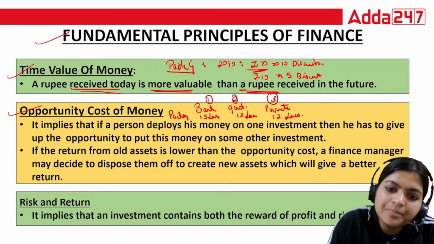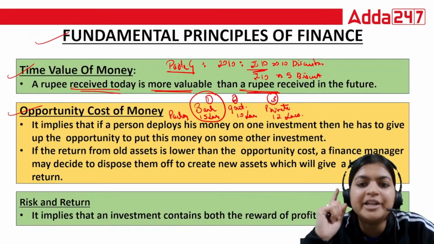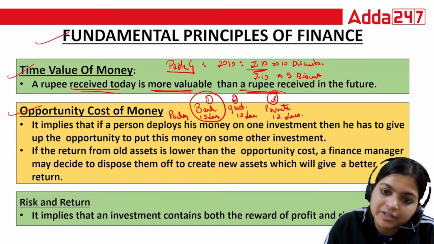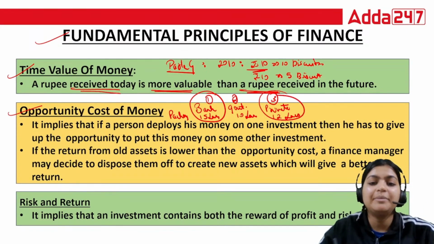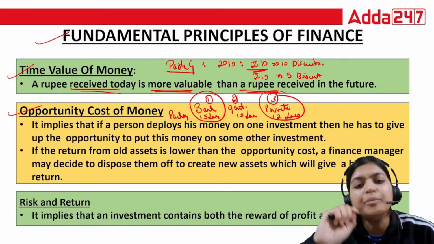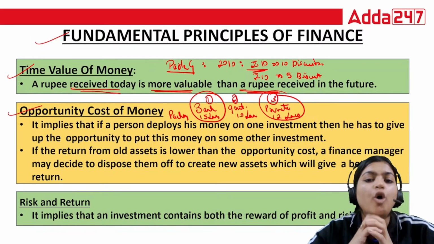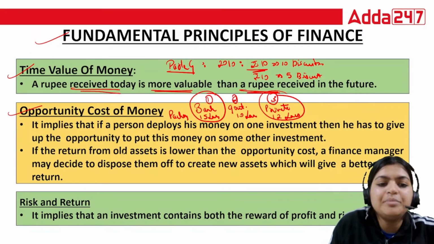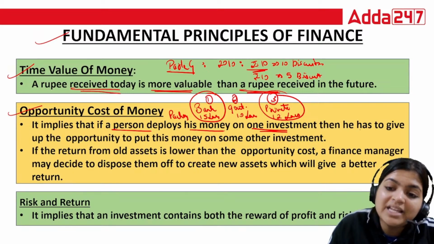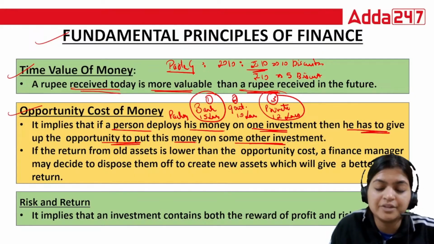Of course the bank one, right, because there you are receiving the highest amount. And which is the next best alternative for you? Which is the next best option? Yes, that is your private one. Correct? So when we are talking about the next best opportunity, that is your opportunity cost. Your next best opportunity is your opportunity cost. So it implies that if a person deploys his money on one investment, then he has to give up the opportunity to put this money on some other investments.